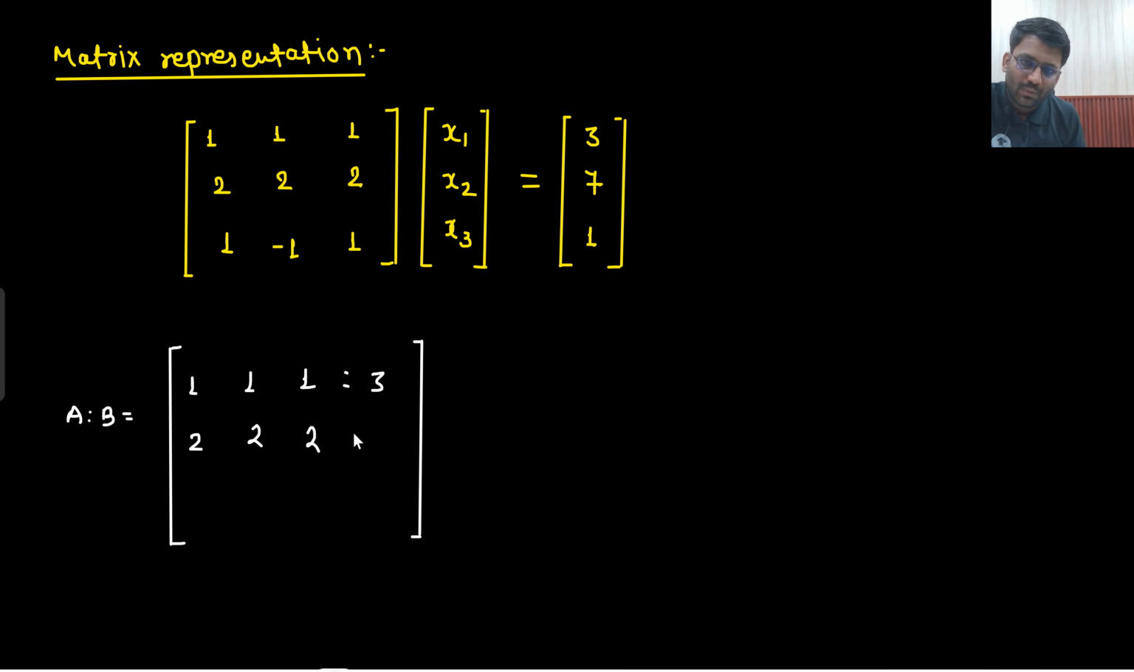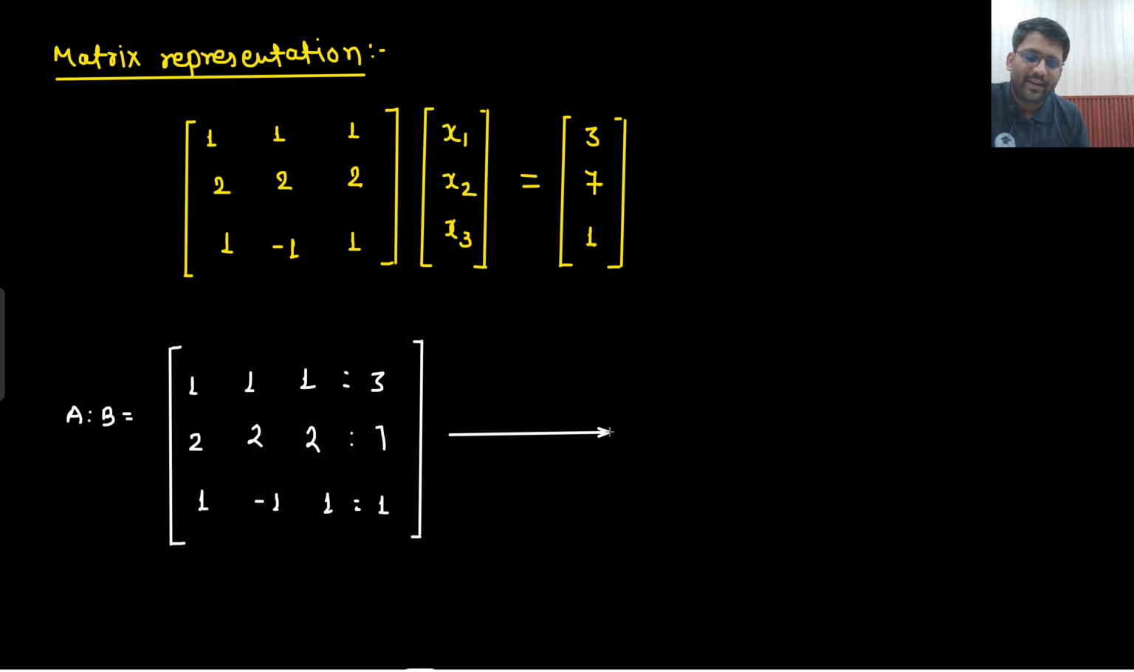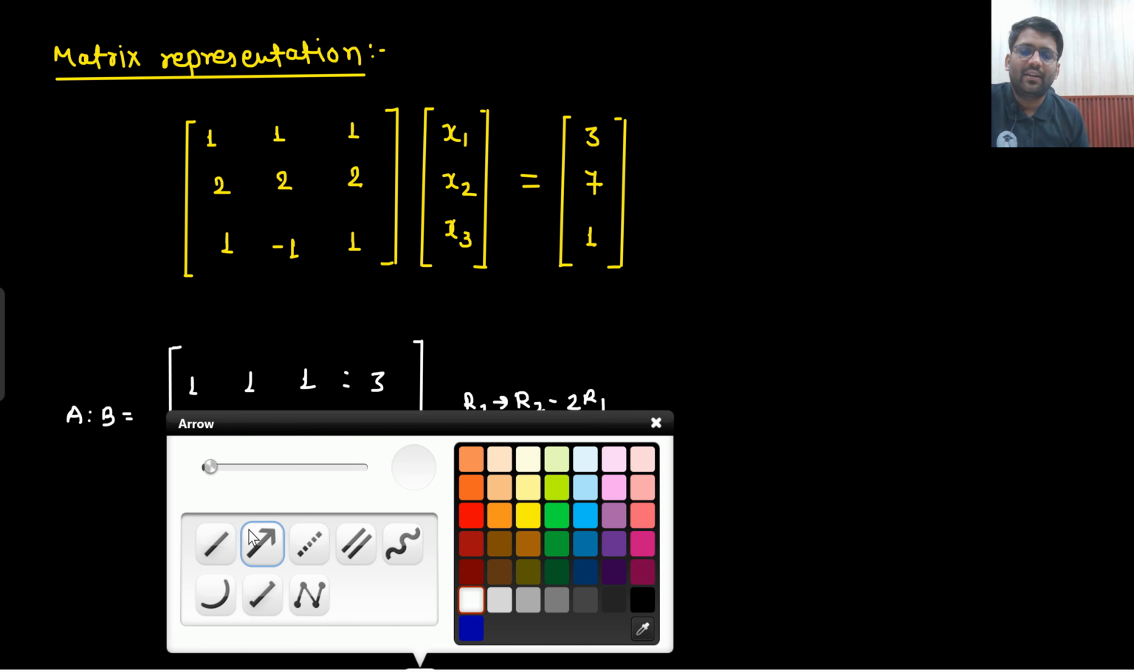2, 2, 2, 7, 1, minus 1, 1, and 1. What operations are we going to apply? Directly I can sense that I am going to replace R2 with R2 minus 2 R1, and then replace R3 with R3 minus R1. And then I am going to interchange as well. In one step only I am writing down everything.